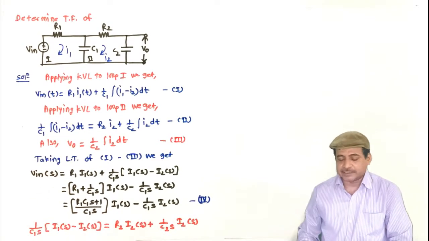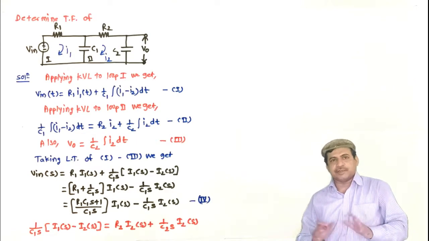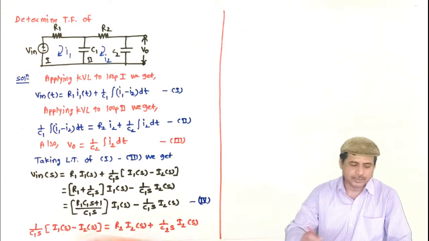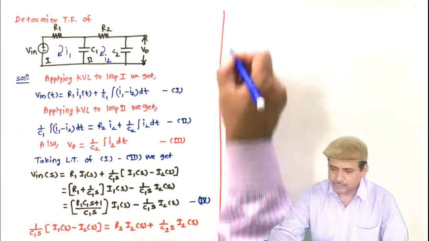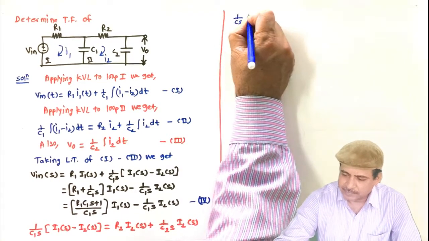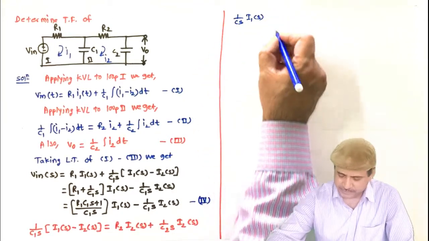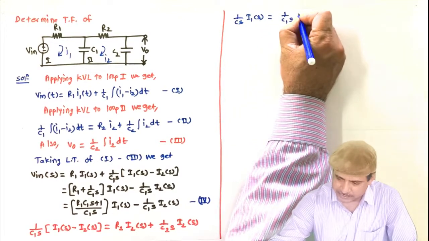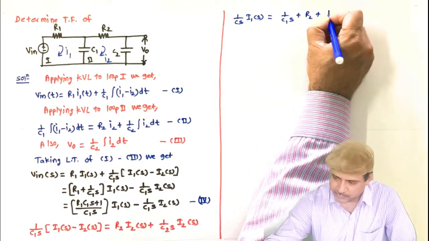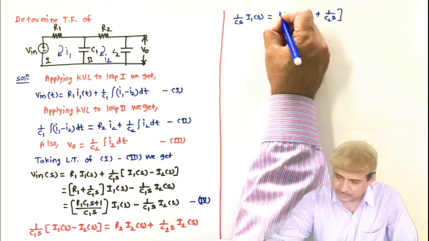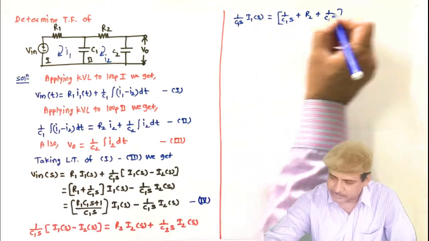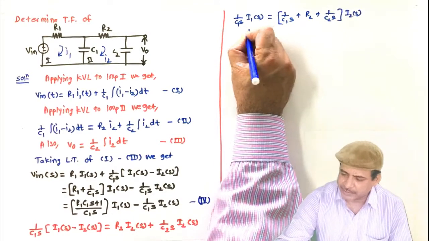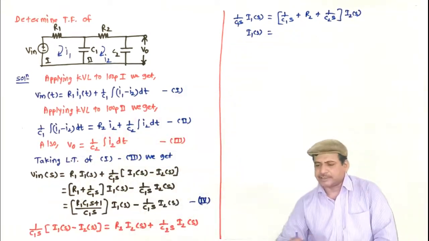And let us simplify this. Let us separate the terms of I1 and I2. So this gives me 1 upon C1S into I1 of S is equal to 1 by C1S plus R2 plus 1 by C2S, into I2 of S. And from that I get I1 in terms of I2. Why it is required? Let us see later on.